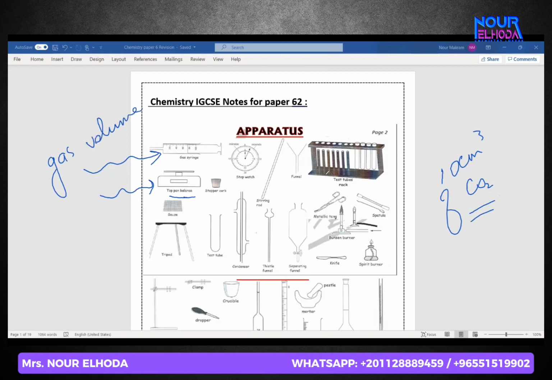Okay, what about this gas? The gas syringe. Once there was a question asking them to draw the apparatus used to measure the volume of the gas. It was a 2-mark question. Why was it a 2-mark question? Why do you think? The first mark is to draw the syringe. What was the second mark for? Do you know why? The second mark was to do this.